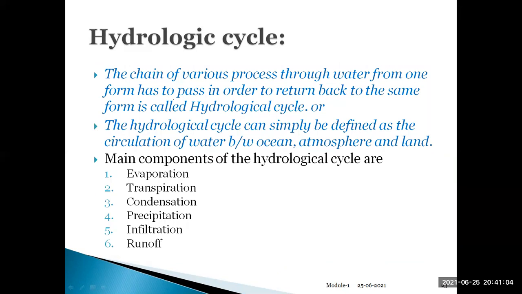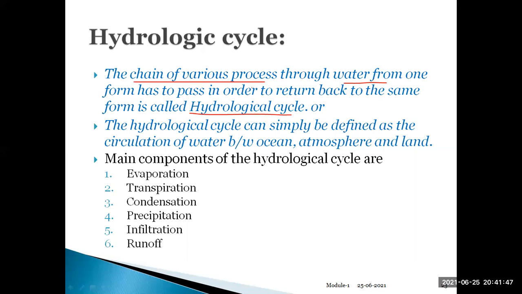As I have already told, a hydrological cycle is a chain of various processes where water changes from one form, passes on to another form, and returns back to the same form. Like water changes from liquid form to vapor, and vapor again to liquid, or even solid, and again comes back to the same liquid form. That continuous process is called the hydrological cycle. It is cyclic. This hydrological cycle is also called the water cycle.